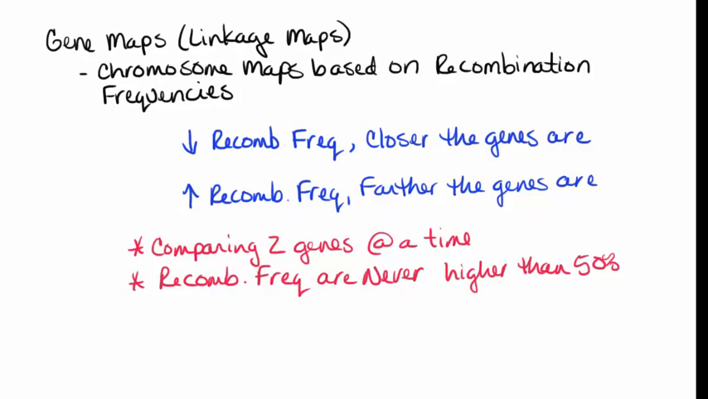The way this works is that 1% recombination frequency is equal to what we call 1 map unit, abbreviated MU. The map units give us a relative distance of the genes as far as how far apart they happen to be. So let's look at an example of this.